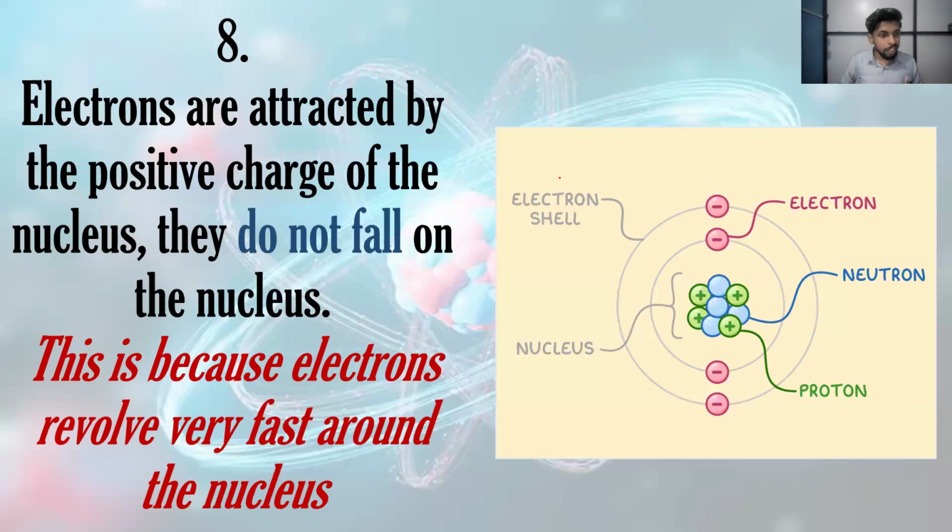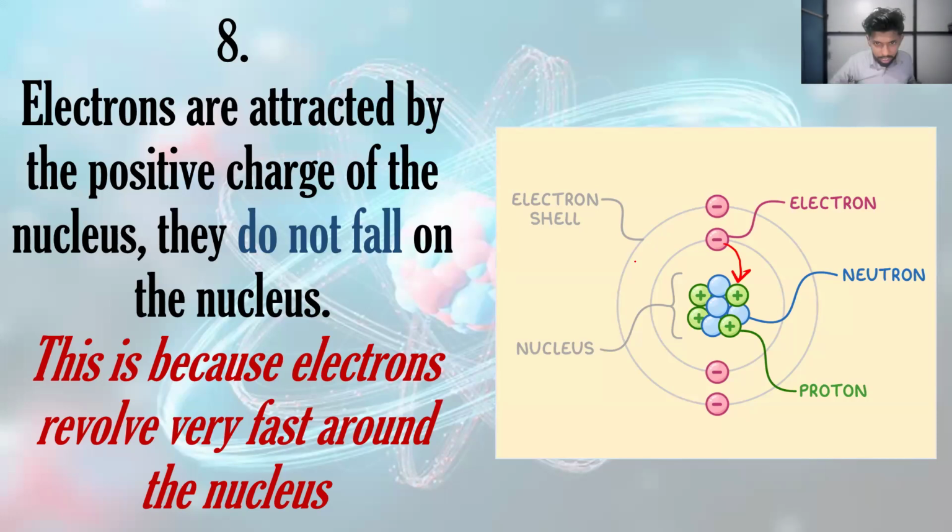And the 8th one, why are the electrons not attracted towards the nucleus? Why? What is the reason? Why do they not fall into each other? Why do they not contact each other? Even though they are oppositely charged, plus and minus charges, even though they are attracted, they will never contact each other because they are rotating very fast.